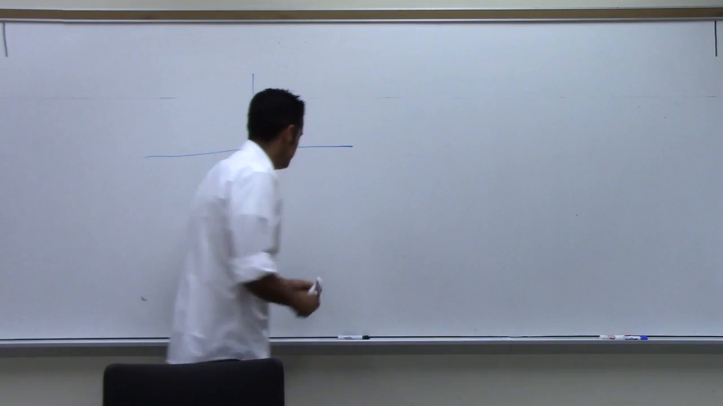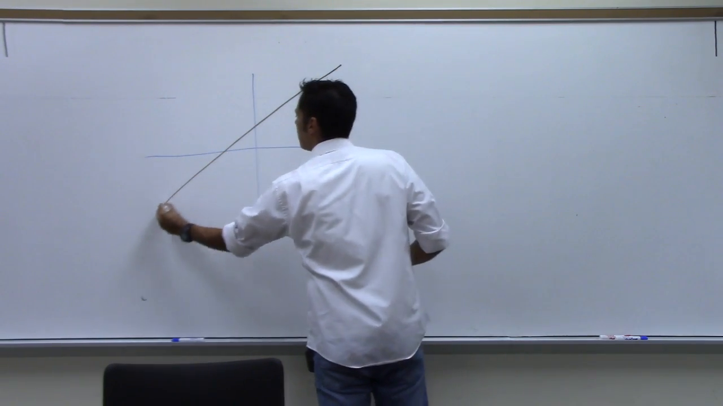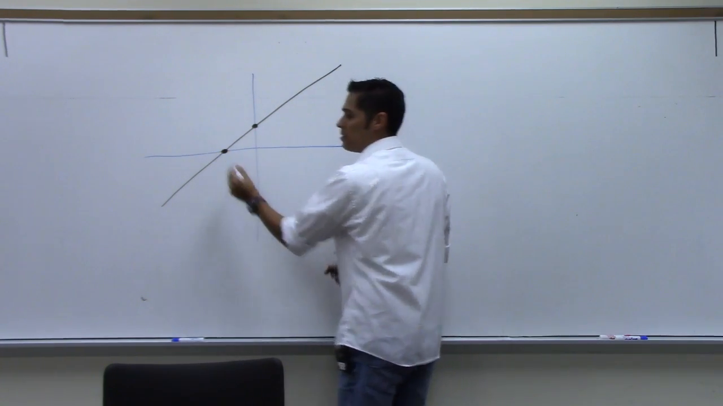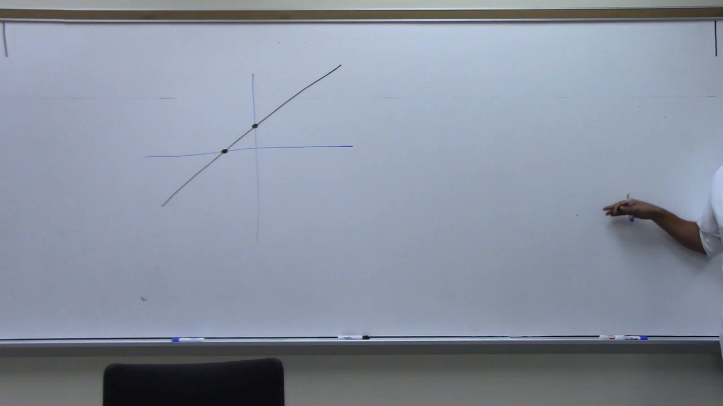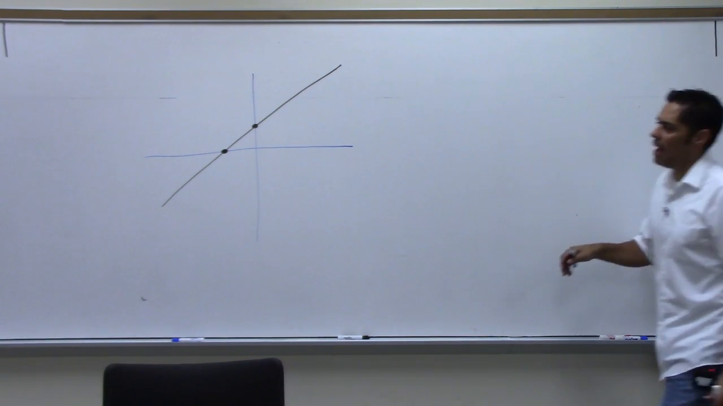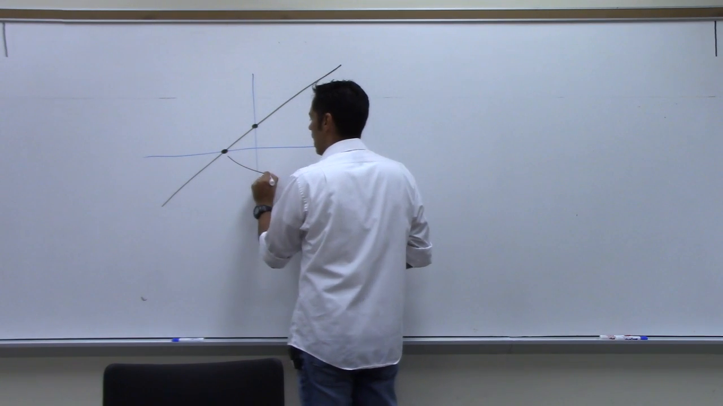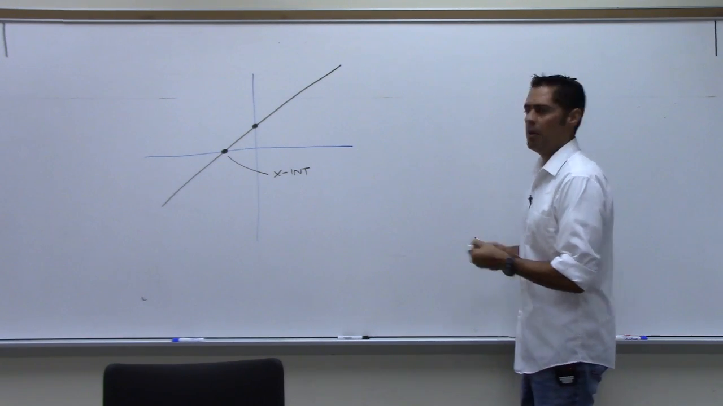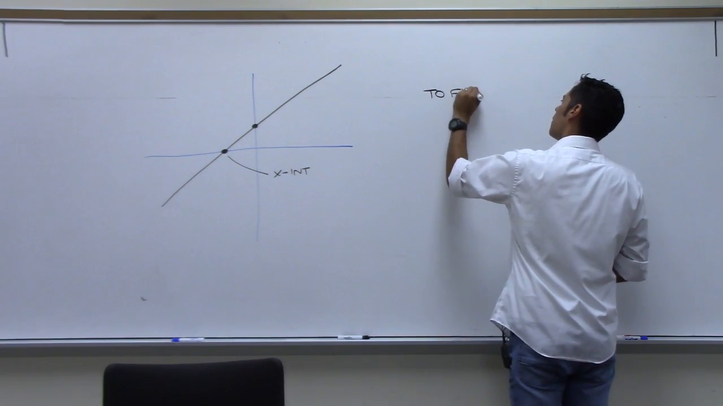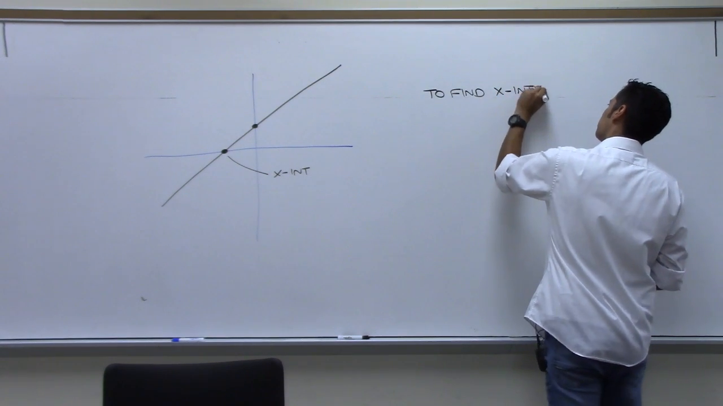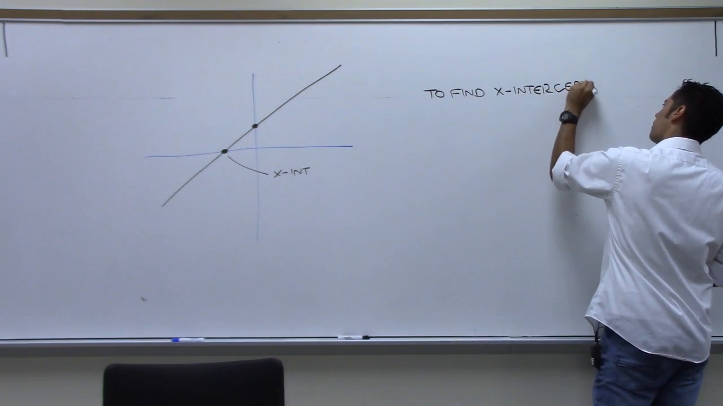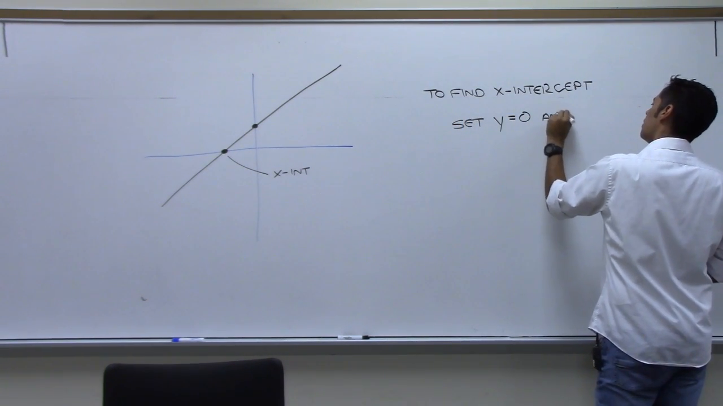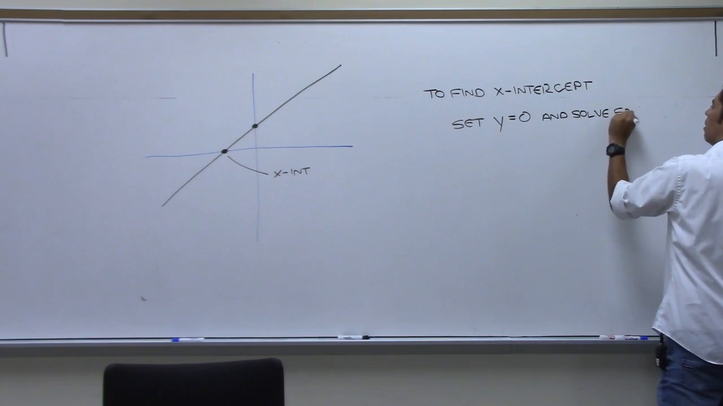If I have a line, it's going to hit the y-axis somewhere, right? And it's also going to hit the x-axis. The y-intercept was b, wasn't it? But how do we find this thing called the x-intercept? There's a standard way to do it. To find the x-intercept, set y equal to 0 and solve for x.